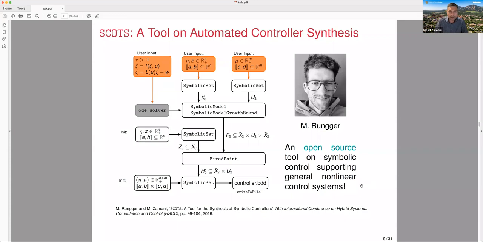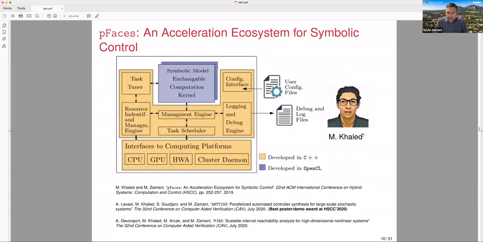After SCOTS, me and my PhD student Mahmoud said, okay, let's apply distributed data structures and parallelization. What if I would like to use GPU? What if I want to do the calculation over FPGA? That's actually what Google is doing for their search engines. Some part of the search engine of Google is happening over FPGA. Or I would like to use cloud computing to do all these intensive computations. So we designed a tool called P-Faces, which supports all these different computing platforms.